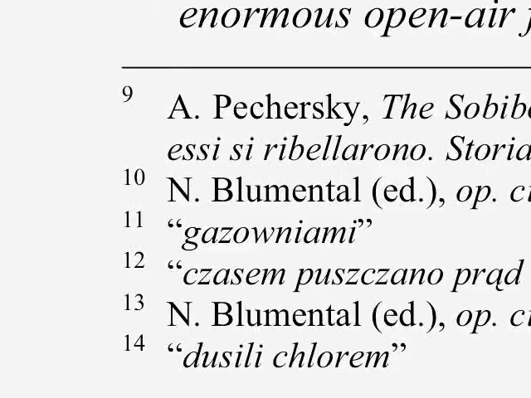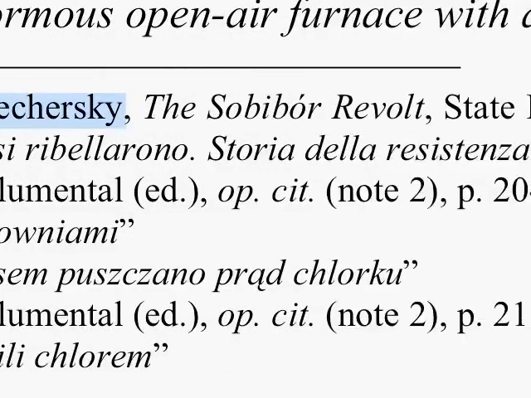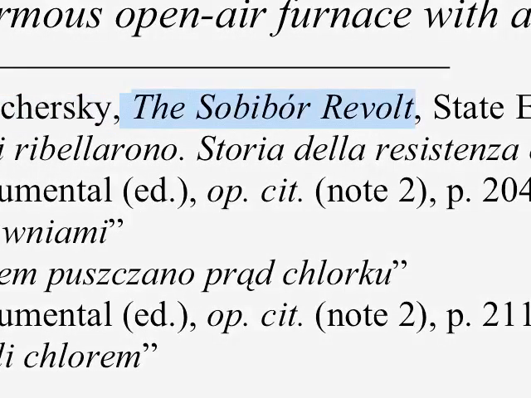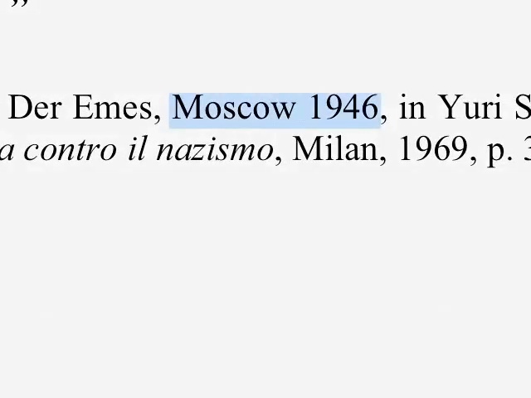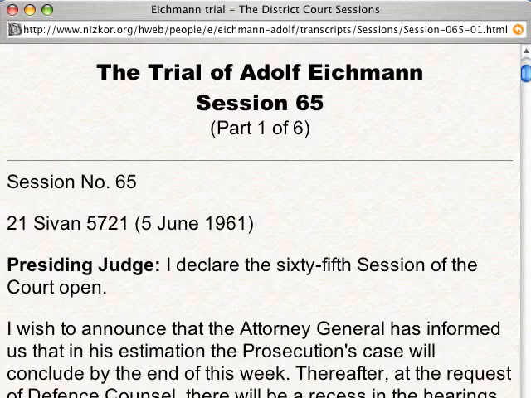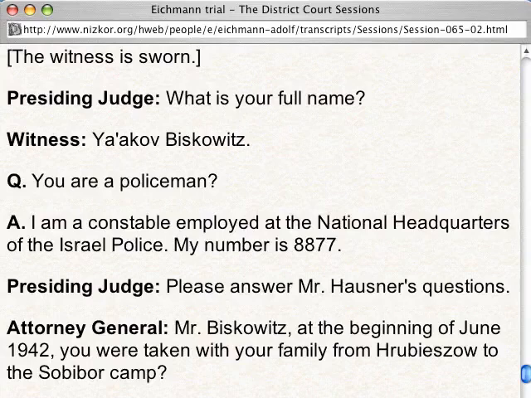Here's the source. It's a passage from Pechersky's book that Yitzhak Arad conveniently leaves out of his chapter on Pechersky. No historian today believes in the collapsing floor, but supposed eyewitnesses were still saying this as late as 1961, when one of them wound up on the witness stand in the Eichmann trial.